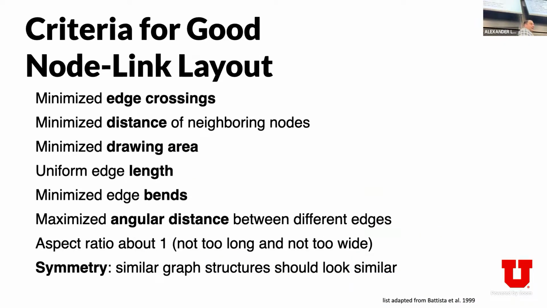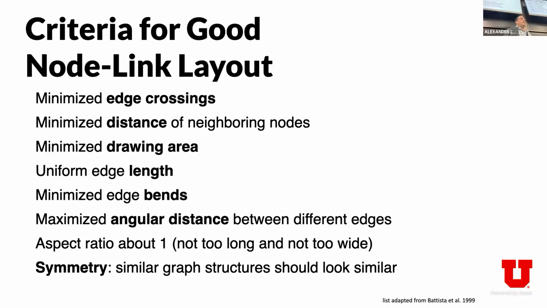We can come up with criteria for what makes a node-link layout good. We want to minimize the edge crossings. We want to minimize distances of neighboring nodes. I don't want to have two neighbors that are completely on opposite ends of a graph. We want to minimize our drawing area. We want the edges to be about the same length always. We want to avoid bent edges, or minimize the edge bends. We want to maximize angular distance between connections. We want an aspect ratio, height by width, of about 1. It shouldn't be a super wide or super tall network.